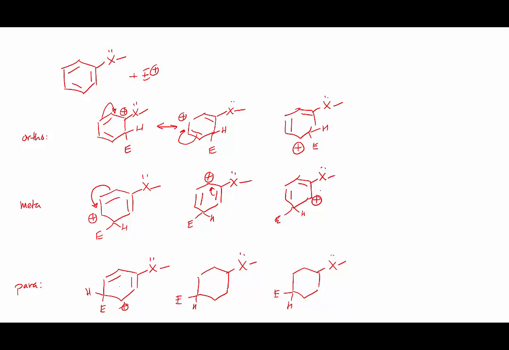Okay, you've got a marker of the X in the same place. Are there any structures in the ortho and meta where the plus charge is on the same carbon relative to the X group? No. So the 3 for ortho are different than the 3 for meta. Everybody see that? So now let's do the para.